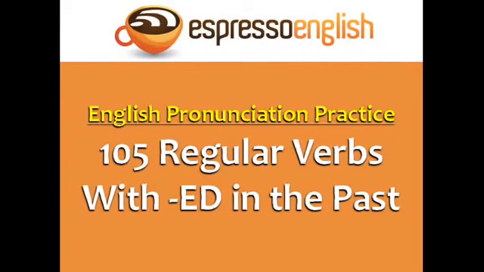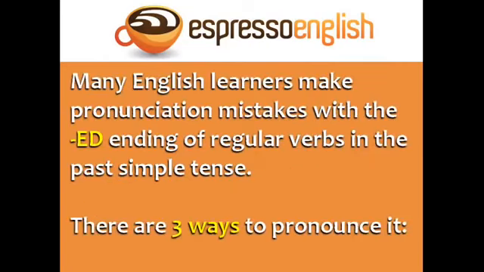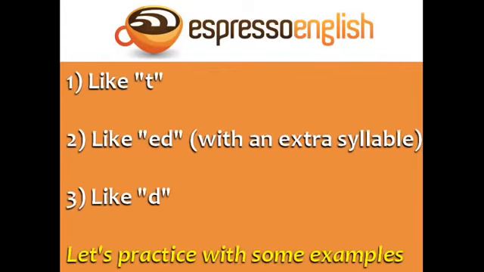English Pronunciation Practice: Regular Verbs with ED in the Past, from EspressoEnglish.net. Many English learners make pronunciation mistakes with the ED ending of regular verbs in the past simple tense. There are 3 ways to pronounce ED in English: like T, like ED with an extra syllable, and like D. Let's practice with some examples.